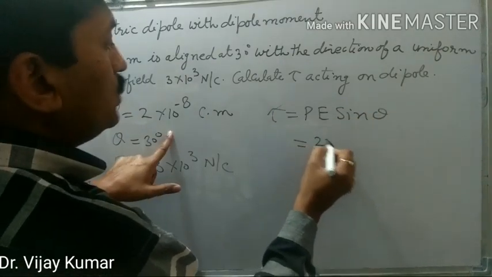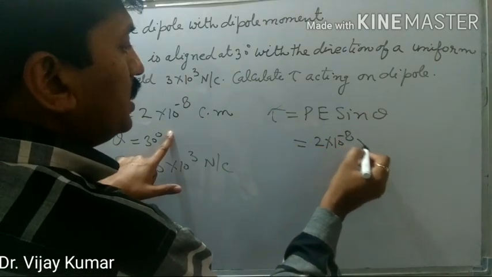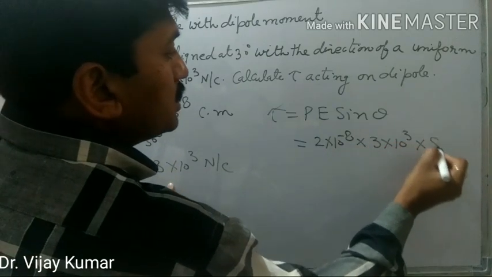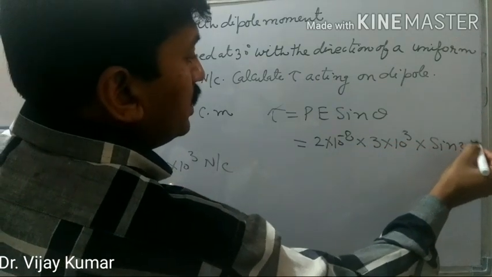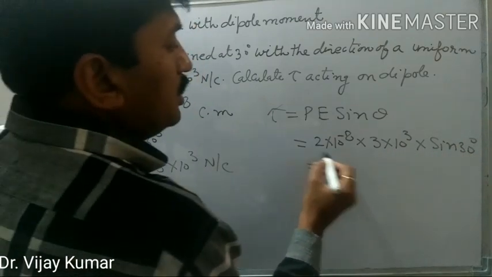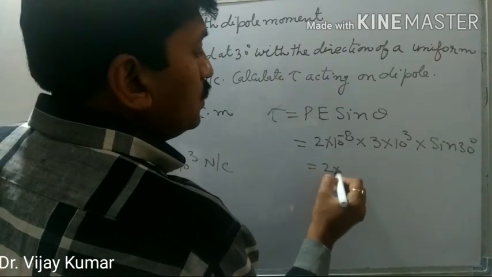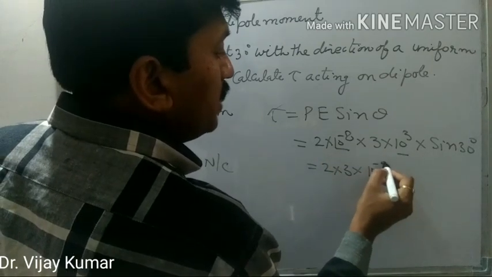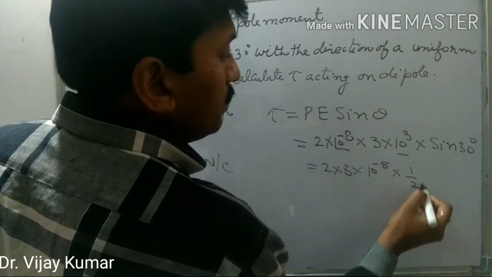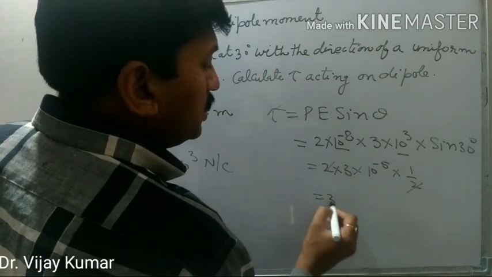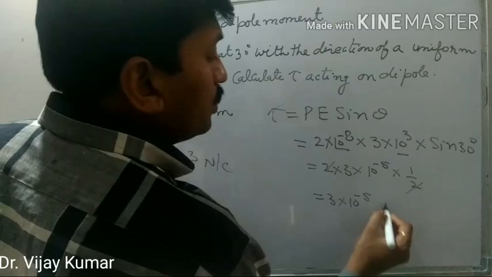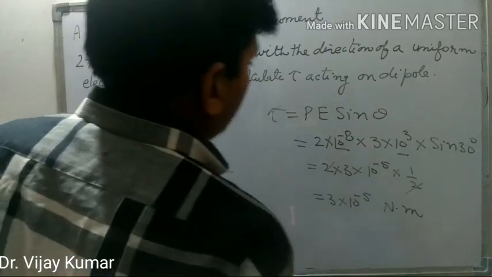P is 2 into 10 to the power minus 8, E is 3 into 10 to the power 3, sin 30 degree, and it becomes 2 into 3 into 10 to the power minus 5, sin 30 is 1 by 2, and it becomes 3 into 10 to the power minus 5, and unit of torque is Newton meter.